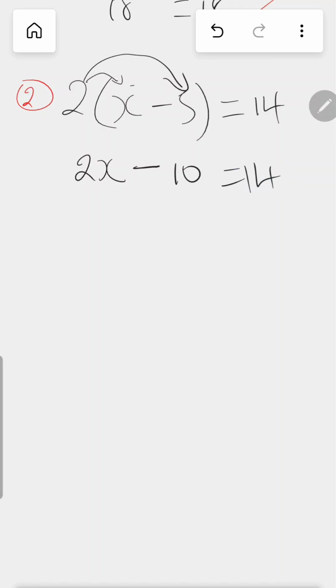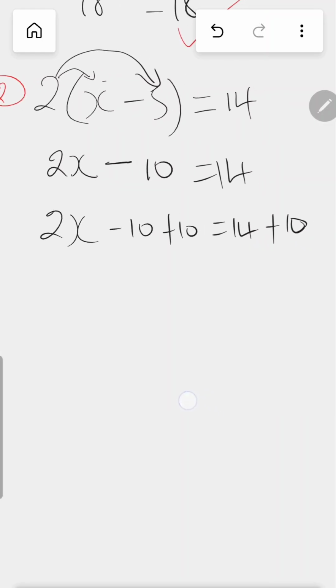Now we need to get rid of our constant term. So here we go, 2x. And for here we are minusing 10, so we are going to add 10 on both sides. So it's minus 10 plus 10 equal 14 plus 10. And we go ahead and we calculate that. We end up with 2x equal 24.